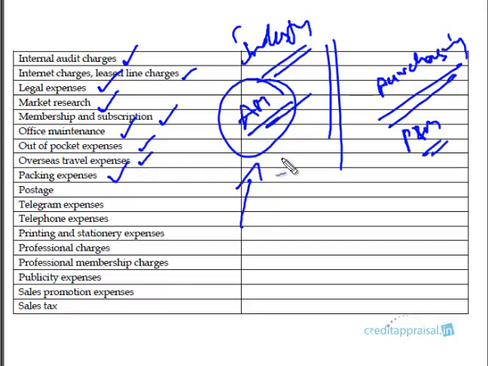Packing expense again. Usually, packing means packing of finished goods, so it will be a selling expense. Postage, general expense. Telegram, telephone, printing, stationery, all are general expenses. Professional charges. There will be some independent professionals like chartered accountants, so the fees which you pay to them will be a general expense. Professional membership charges, again general expense. Publicity expense is a marketing related activity, so it's a general expense. Sales promotion expense, again selling expense. Sales tax is a tax paid on the sales, so it's a selling expense.